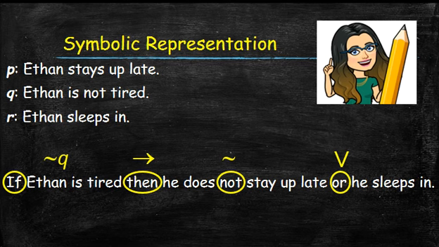Then we have he does stay up late. This matches P. Finally, he sleeps in matches R. Let's write out what we have. If not Q, then not P, or R. We're done.